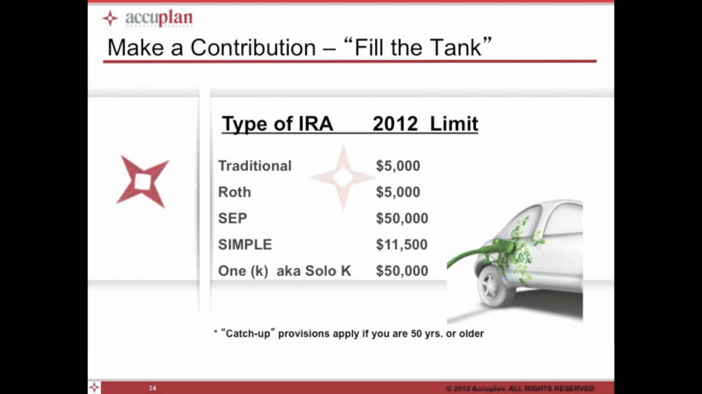The SEP IRA allows you to contribute up to $50,000 per year, or 25% of your gross annual income, whichever is the least, but to never exceed $5,000 or $50,000. There is also a $4,000 catch-up if you're over the age of 50 and a half, as it relates to the SEP IRA.